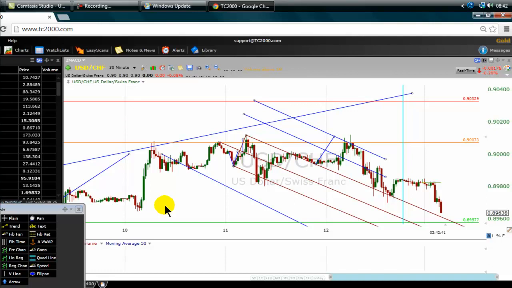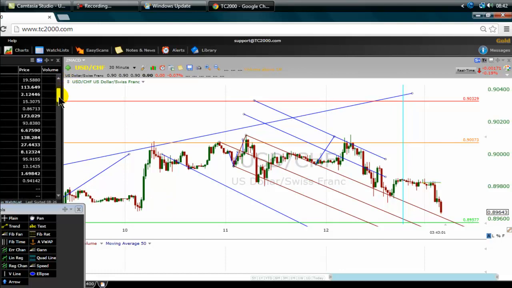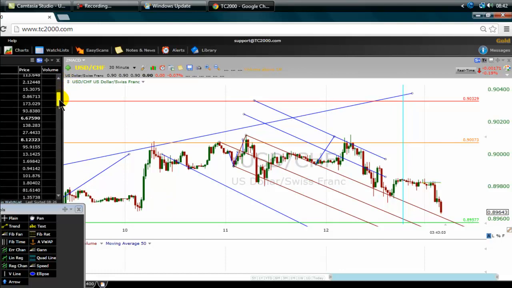So, what is happening, my friend, is that last Thursday the ECB cut interest rates, which is a devaluation of the euro. So the general public went and sold the euro. Most of the forex traders believe that they should sell the euro.